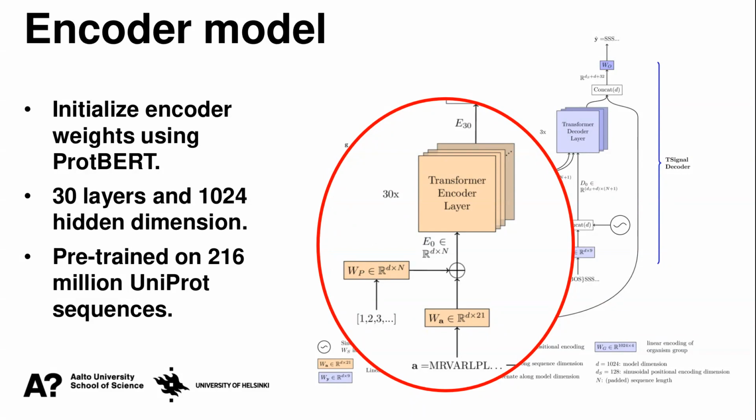Most of our model's parameters are contained in the encoder, as we use a large protein language model called ProtBERT, having 30 layers and a hidden dimension of 1024. This model was pre-trained on 216 million protein sequences, and we transfer and further fine-tune its parameters in our model.